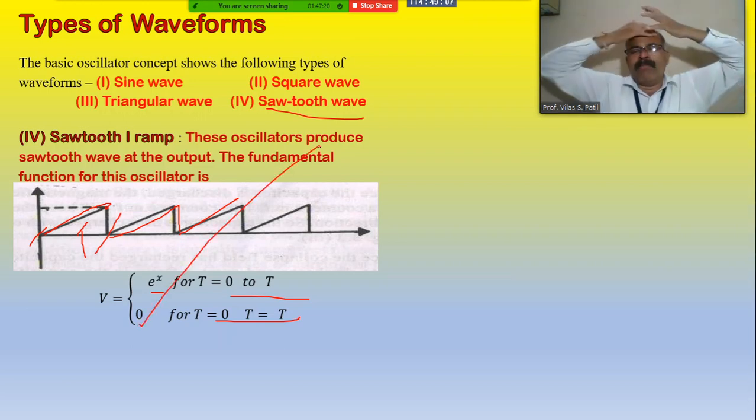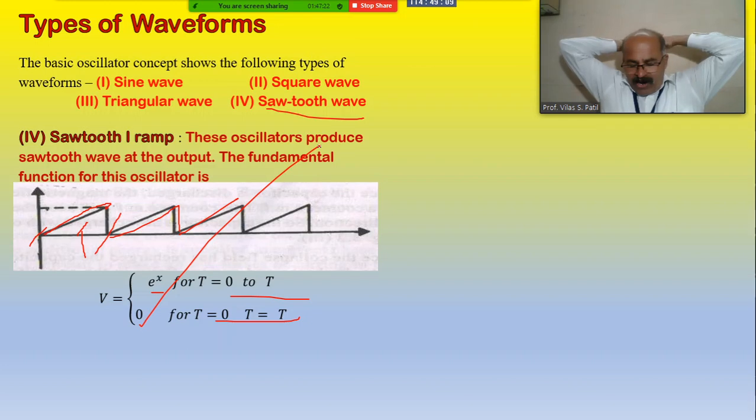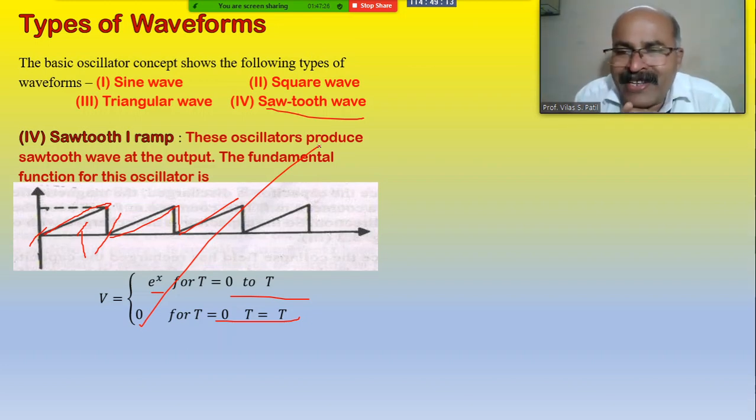Such a type of triangular wave is known as a sawtooth wave. Friends, here we are completing two things: the introduction of the sinusoidal oscillator and its definition.